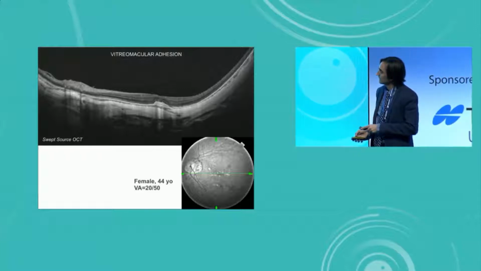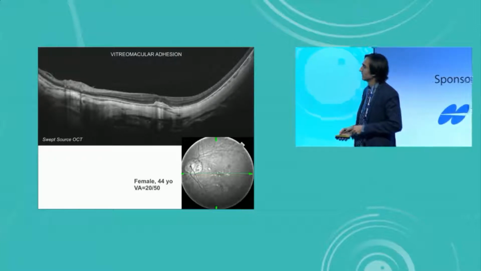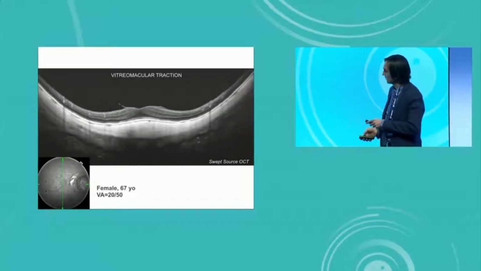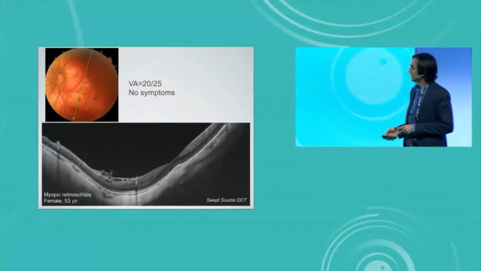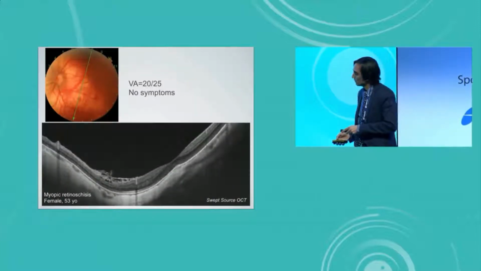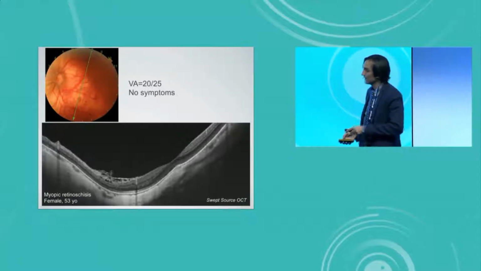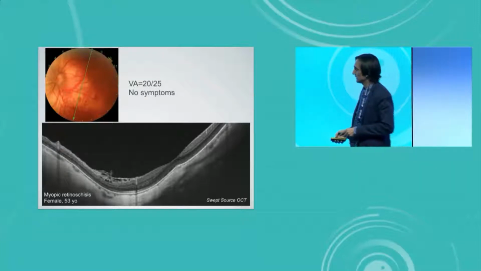This vitreomacular adhesion in this case is at the level of the optic disc. And this is a case with a vitreomacular traction with an epiretinal membrane with no symptoms. Another patient with a myopic retinoschisis that is not affecting the fovea, it is extrafoveal. If we don't have a long scan, it's very easy to miss this finding.